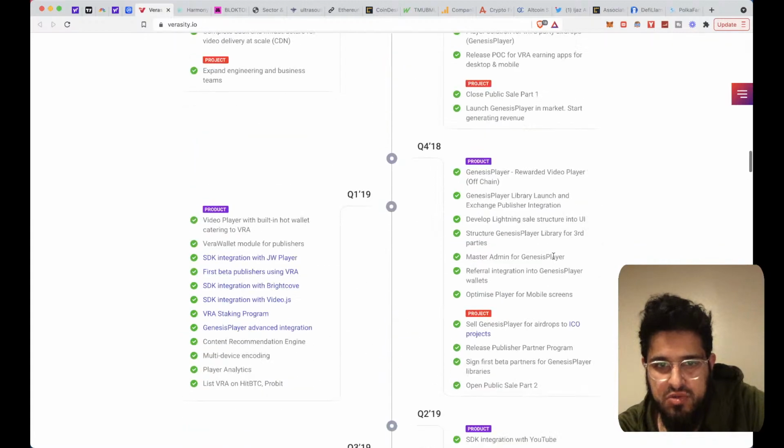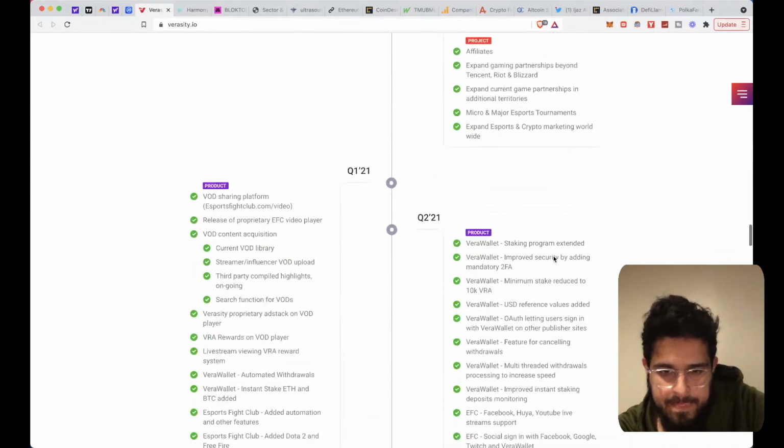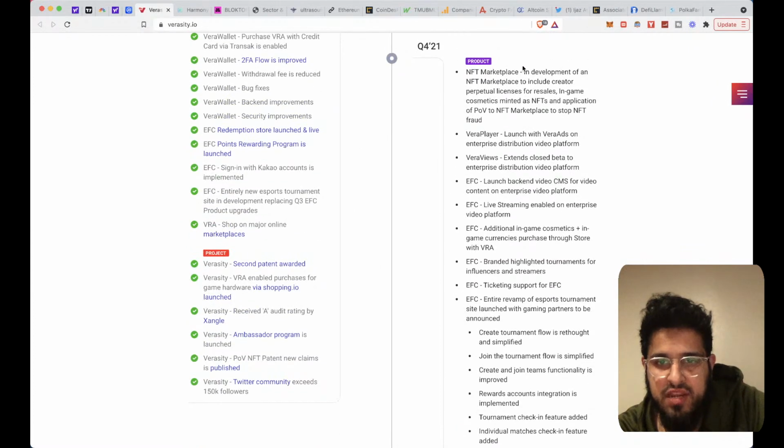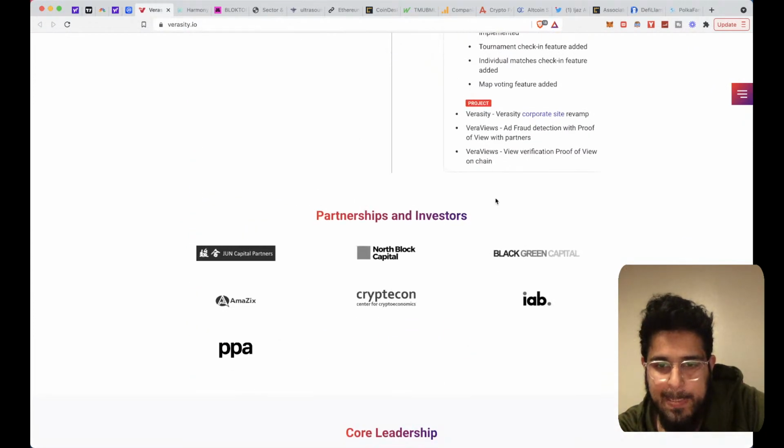Been around since 2017. Look at that roadmap, man. NFT marketplace, Vera launch. Guys, I like it. I like it.